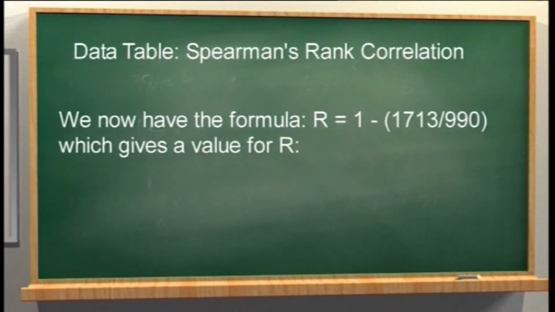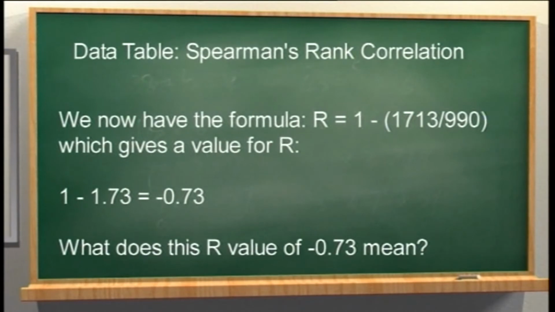We now have the formula r equals 1 minus 1713 divided by 990, which gives a value for r of 1 minus 1.73. The value is minus 0.73. What does this r value of minus 0.73 mean?